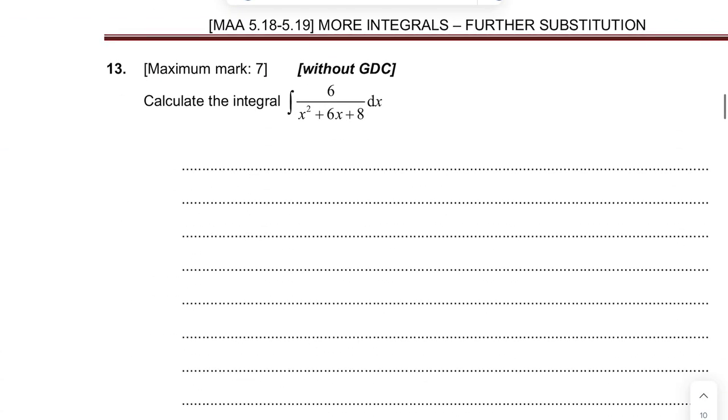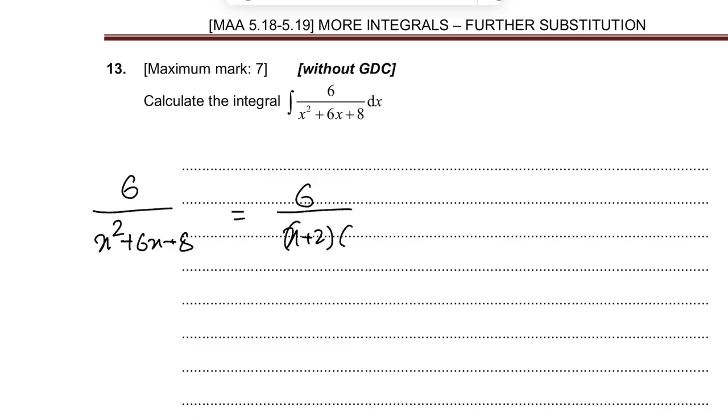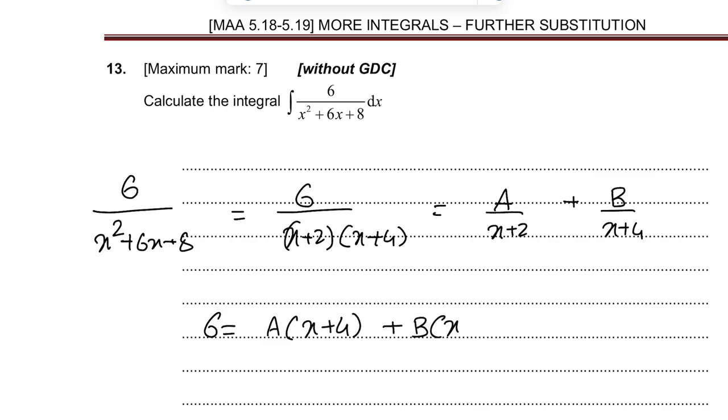Question number 13. Calculate the integral of this. So first of all, 6 upon x square plus 6x plus 8 can be written as 6 upon (x plus 2)(x plus 4). So what does that become? A upon x plus 2 plus B upon x plus 4. So 6 equals A times (x plus 4) plus B times (x plus 2).